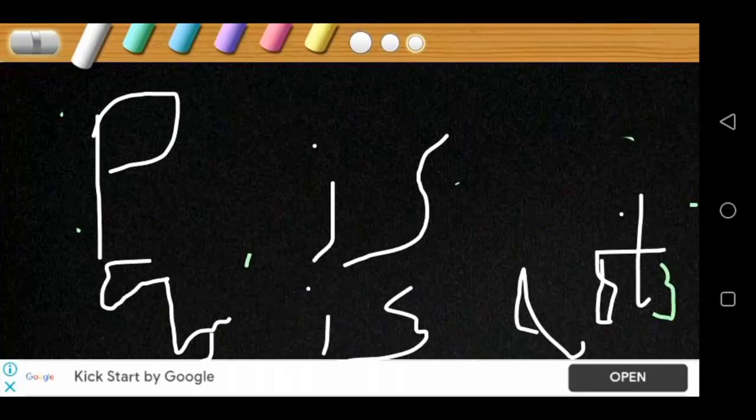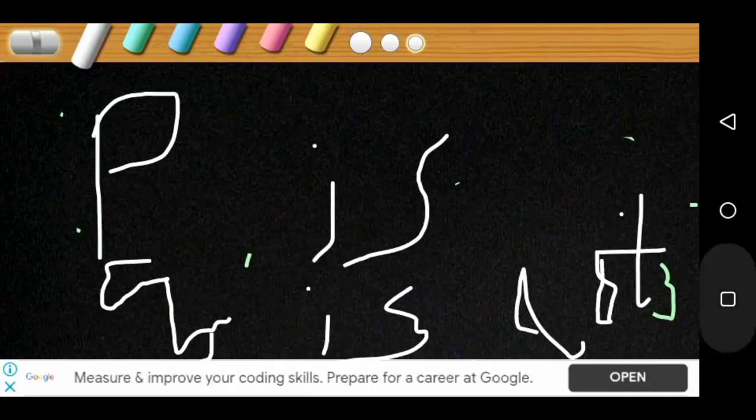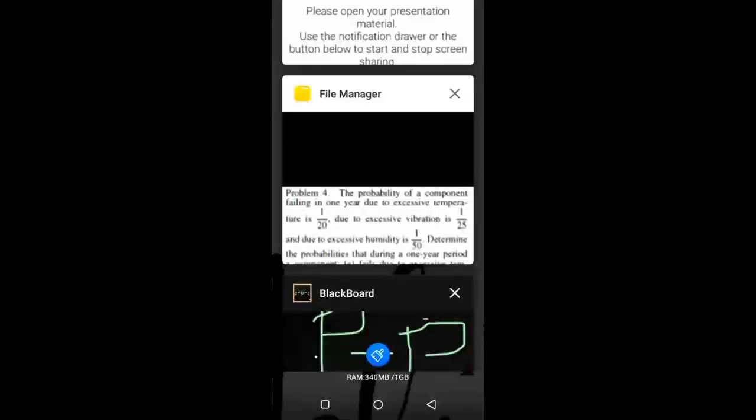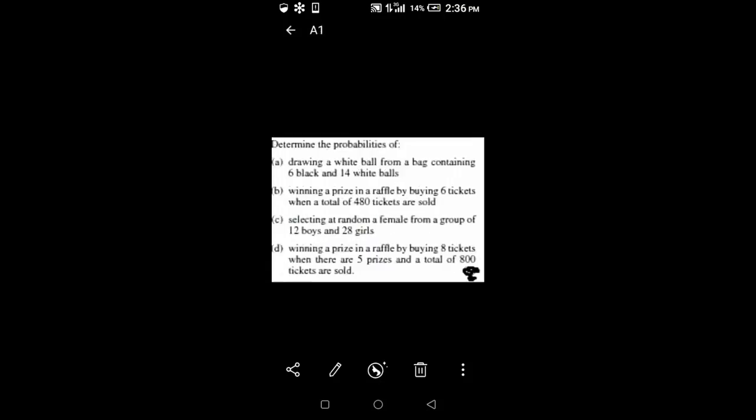Perhaps in our next class, we're going to look into that. But as time goes further, I would like to give you an assignment because I don't know when the time will just elapse. So the assignment to be given is this one. The first one says, determine the probability of drawing a white ball from a bag containing 6 black and 14 white balls.